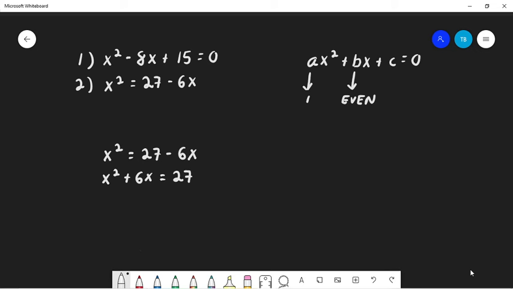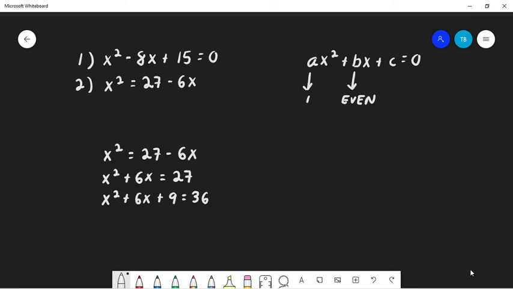Okay, then we do the same as before, where we create a perfect square trinomial on the left-hand side of the equation. So we take the coefficient of the linear term as 6, divide it by 2 to get 3, and square it to get 9. So we add 9 to both sides of the equation. x squared plus 6x plus 9. And then if we add 9 to the right-hand side, that's 27 plus 9, which is 36.